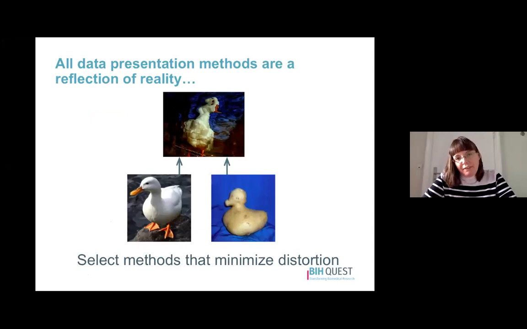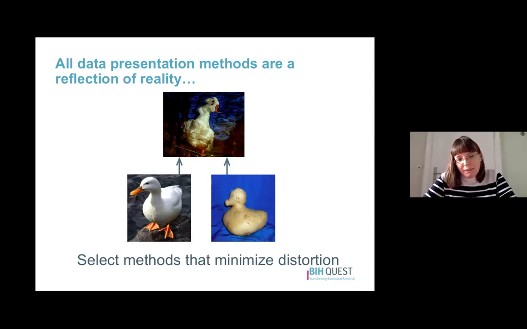So all data presentation methods are a reflection of reality, and looking at your data in a bar graph or in a line graph is a little bit like looking at a reflection in a wavy pond. You hypothesize that as a result of your experiment, you were going to find a duck. And you look at your data in your bar graph and you say, "Ooh, that looks like a duck. I'm pretty happy." But the reflection is wavy, there's some distortion. And maybe it's a duck, but maybe it's actually just an oddly shaped potato.